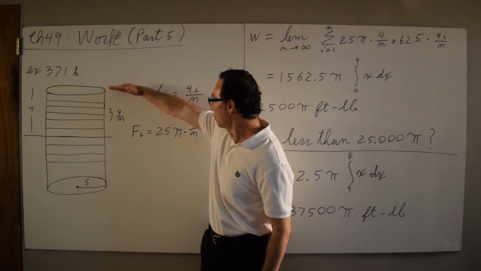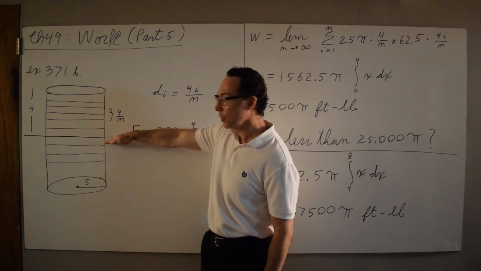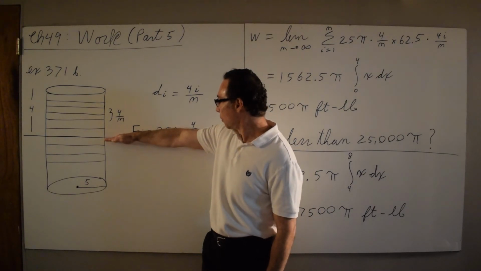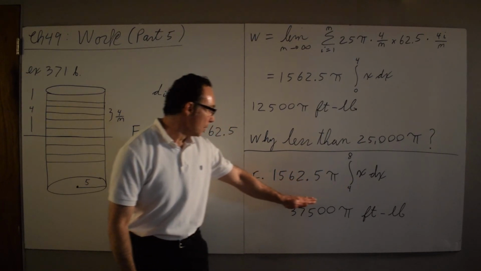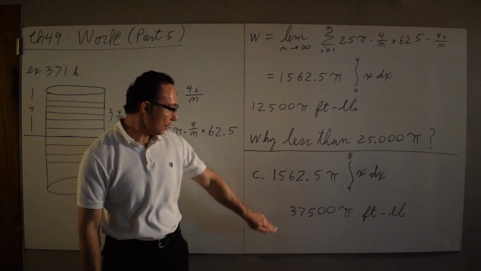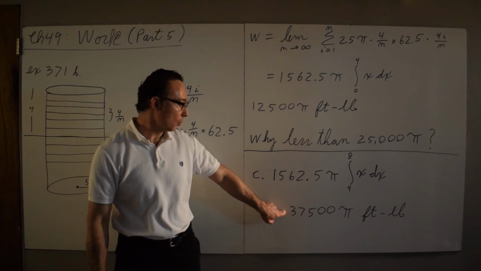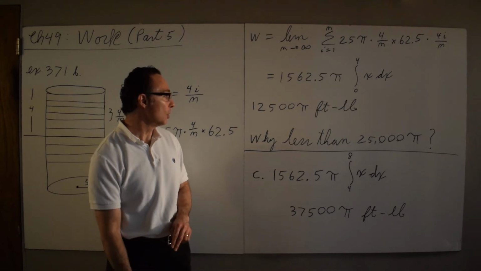So integrating from 0 to 8 emptied the whole tank. Integrating from 0 to 4 is the top half, but now integrating from 4 to 8 is the bottom half. That's how I've set this up. So we integrate from 4 to 8 of this function, and that gives us 37,500 pi foot-pounds. That is the second way to do this problem.